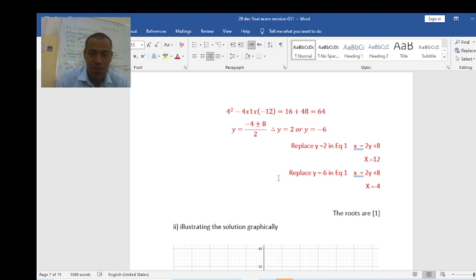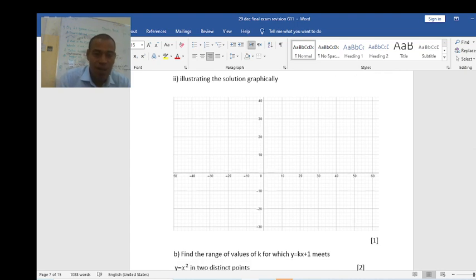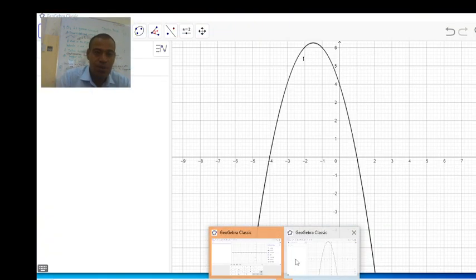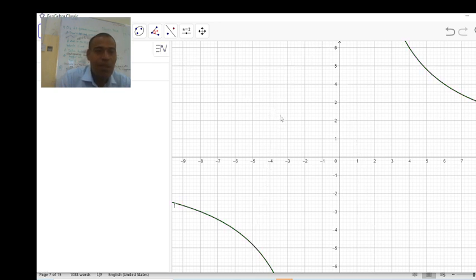Now these are the roots of my quadratic equation. Now try to illustrate this graphically. I will go to GeoGebra. Then I will erase this one. We have y equals 24 divided by x. I should erase the first one, but no problem.